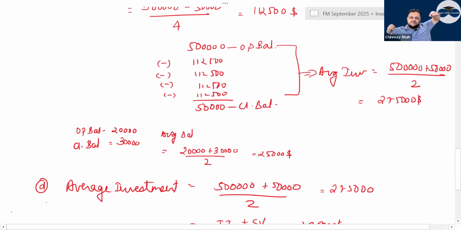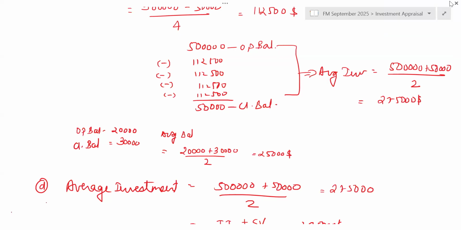So what was my opening balance at the start of the project? 500,000. And what is the closing balance before selling the project? 50,000. So opening plus closing divided by 2 gives you the average balance. Does it make sense? Everybody, what do you say? Mustafa, what do you think? Make sense? Yes, sir.